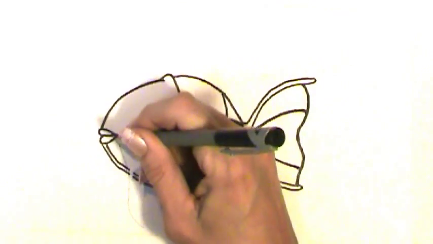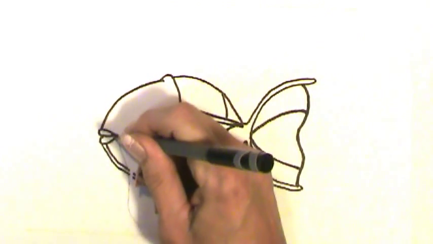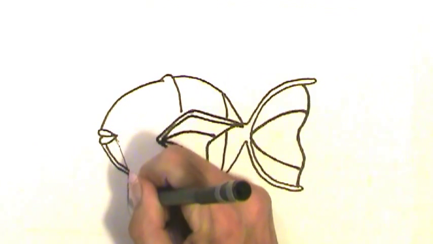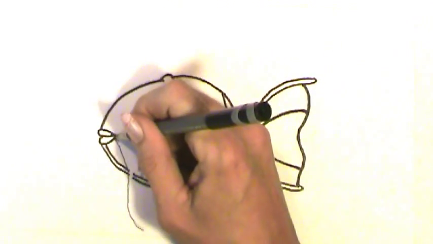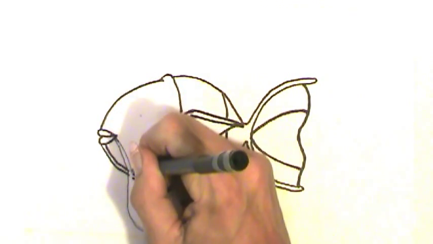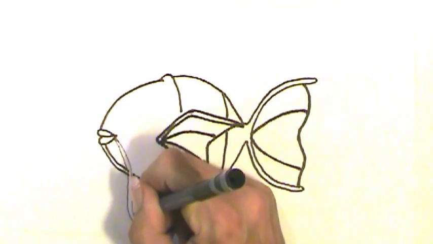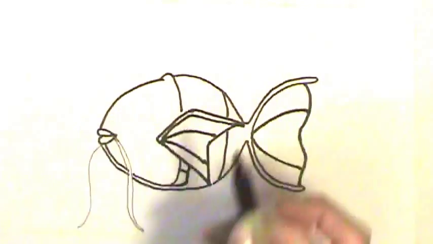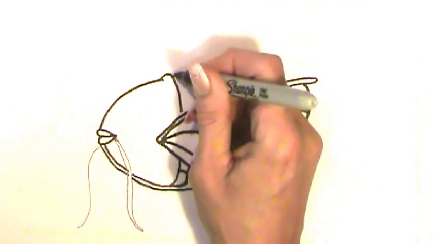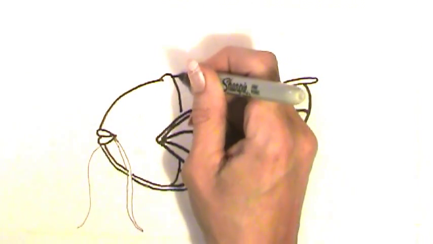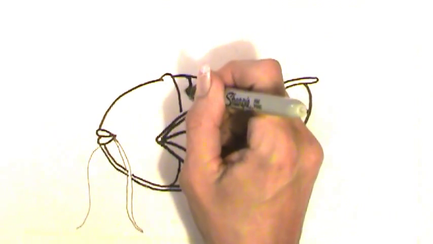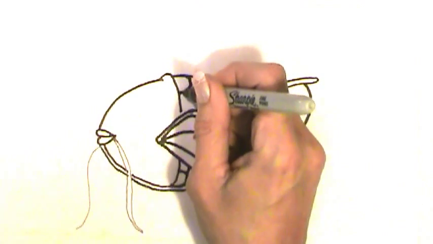Next, we're going to make something called barbels. And these are actually sensory receptors for fish. And they're usually located close to the lips. We're going to make scales on the fish. We'll start behind the head and it's a loop, but it's a squared loop.